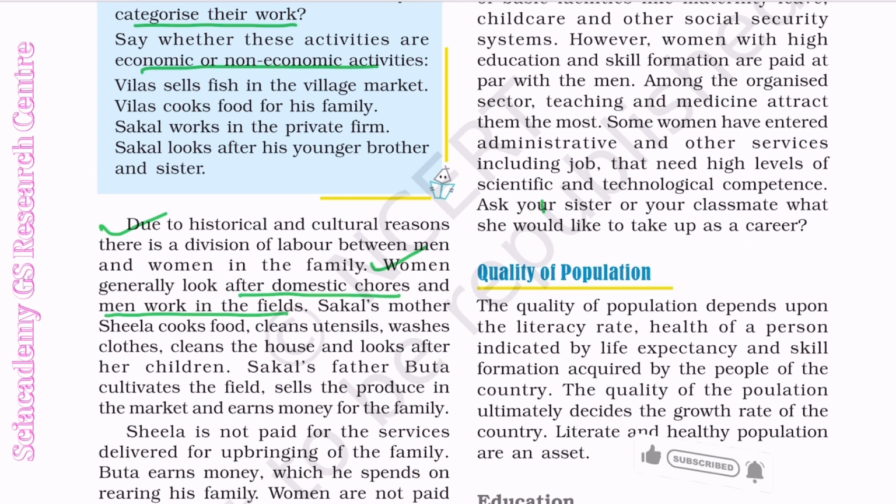Sakal's mother, Sheila, cooks food, cleans utensils, washes clothes, cleans the house, and looks after her children. Sakal's father, Butta, cultivates the field, sells the produce in the market, and earns money for the family. Sheila is not paid for the services delivered for upbringing of the family. Butta earns money which he spends on rearing his family. Women are not paid for their services delivered in the family. The household work done by women is not recognized in the national income.